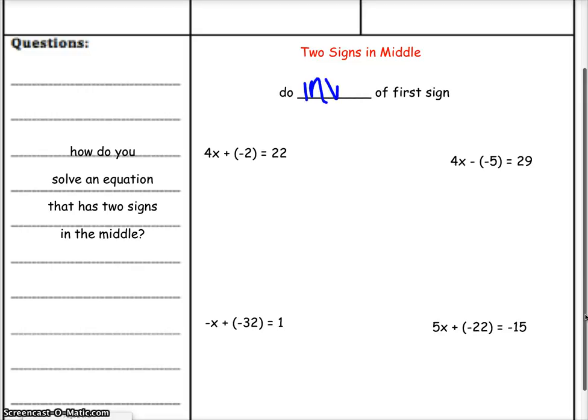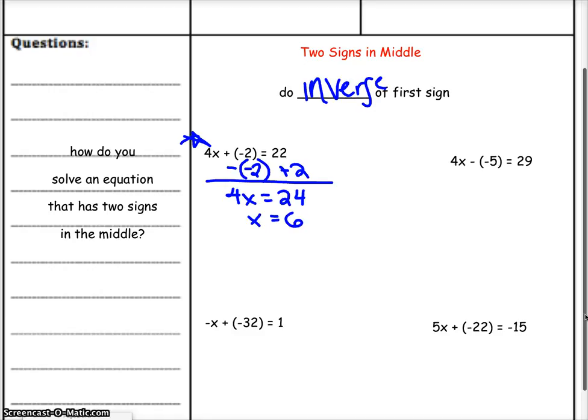So you want to do the inverse of the first sign. Inverse, opposite of the first sign. So look at this. 4x plus a negative 2 equals 22. The first sign is plus. The inverse of plus is minus, but I'm minusing a negative 2. What happens when you minus a negative? It turns to plus, so I'm really adding 2. And I get 4x equals 24, x equals 6.